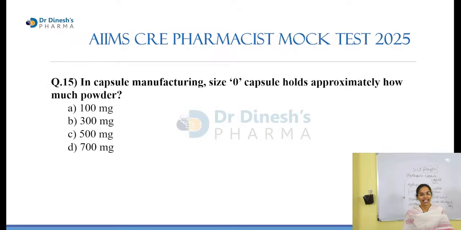Our options are A 100 mg, B 300 mg, C 500 mg and D 700 mg. So what's the right answer for capsule 0? How much powder does it hold? It holds approximately 500 mg of powder. Okay, so the next slide please.